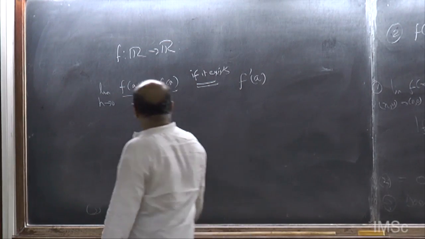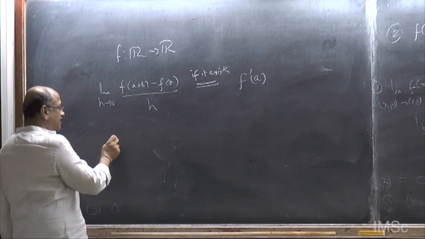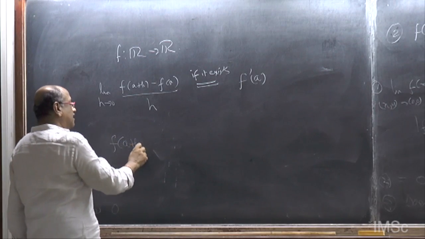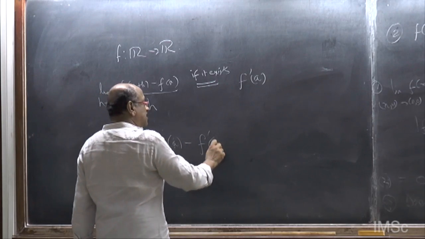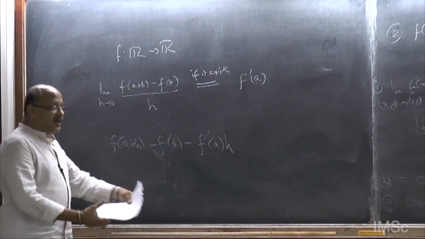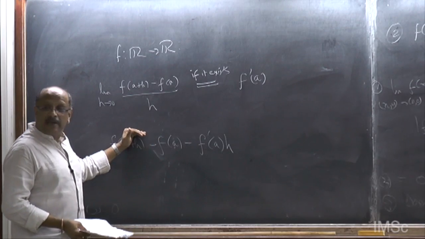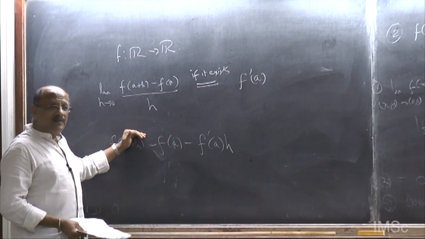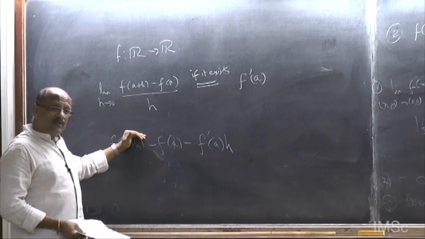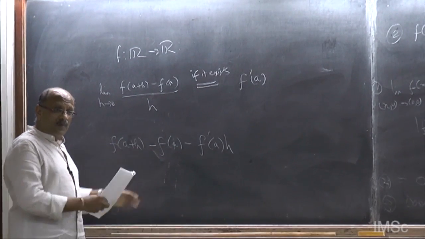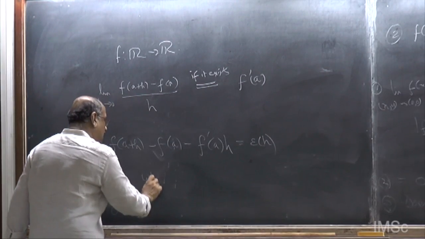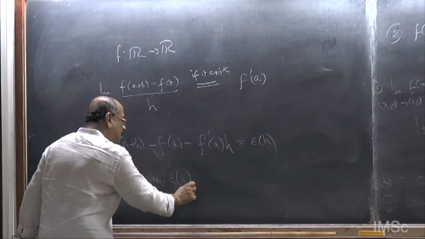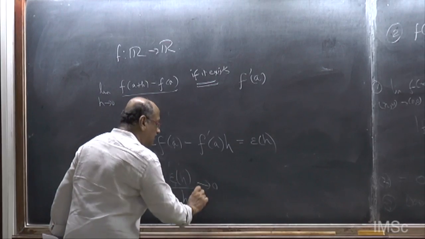There is one more equivalent definition, which says that f(a + h) minus f(a) minus f'(a)(h), where I am just multiplying out and bringing everything to one side, has to go to 0 as h goes to 0. So this equals epsilon(h), where epsilon(h)/h goes to 0 as h goes to 0.